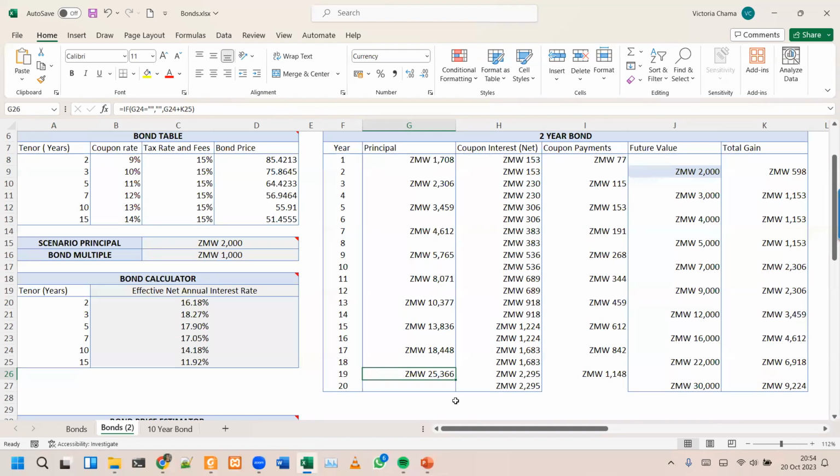Don't eat your dividends. Don't take yourself out to Hungry Lion or wherever it is you eat out. Don't buy clothes. You keep reinvesting them back. But someone will ask, Victoria, where am I going to invest 77 kwacha? Very good question. Very, very good question.